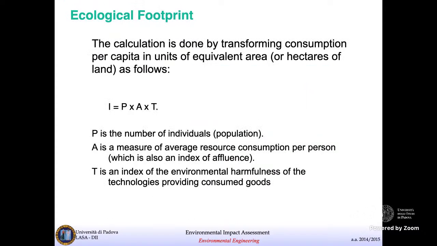The ecological footprint is easily calculated. The calculation is done by transforming consumption per capita in units of equivalent area or hectare of land. So it is a very easy formulation in which you have the product of three quantities: P, the number of individuals, so population; A, a measure of the average resource consumption per person; and T, an index of environmental harmfulness of the technologies providing consumer goods. So it's a way of measuring the quantity of waste production produced in general.